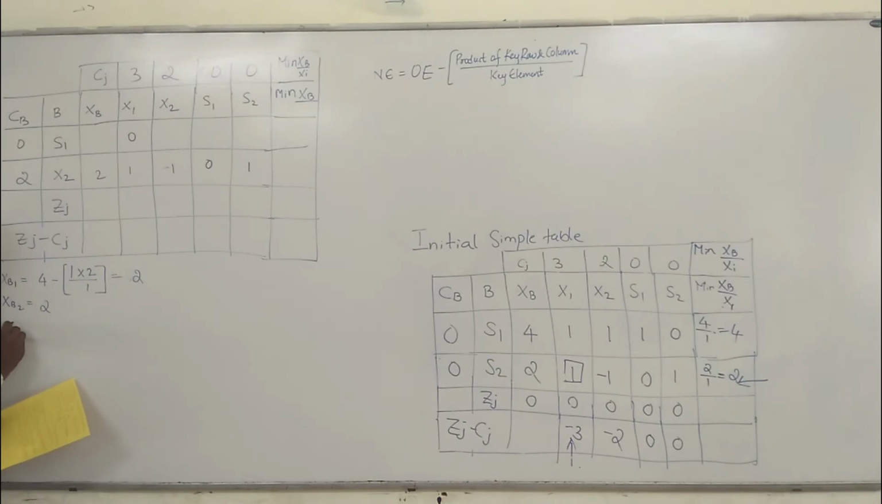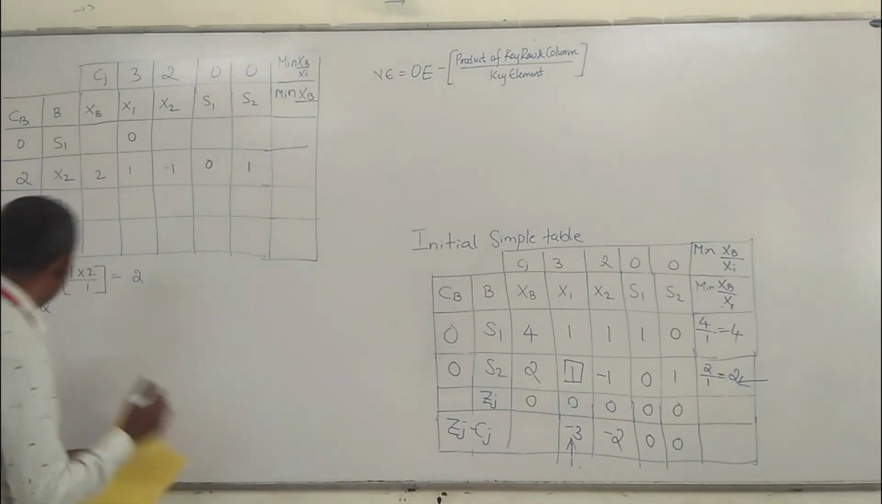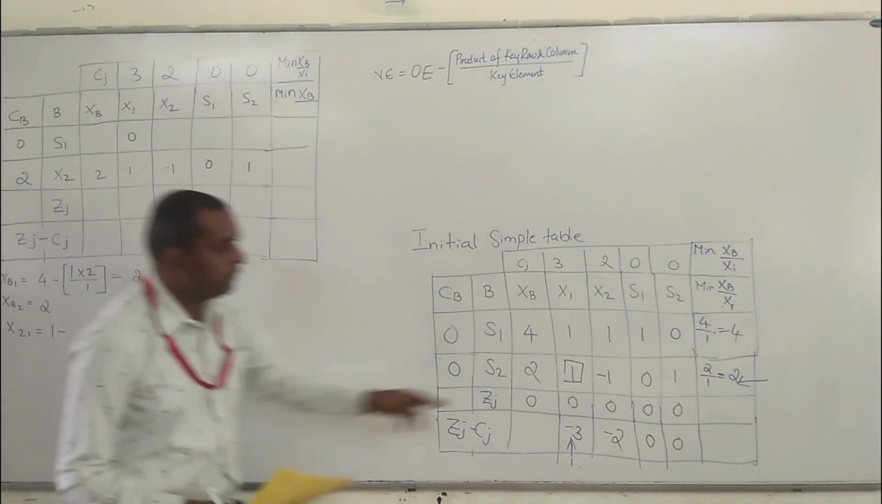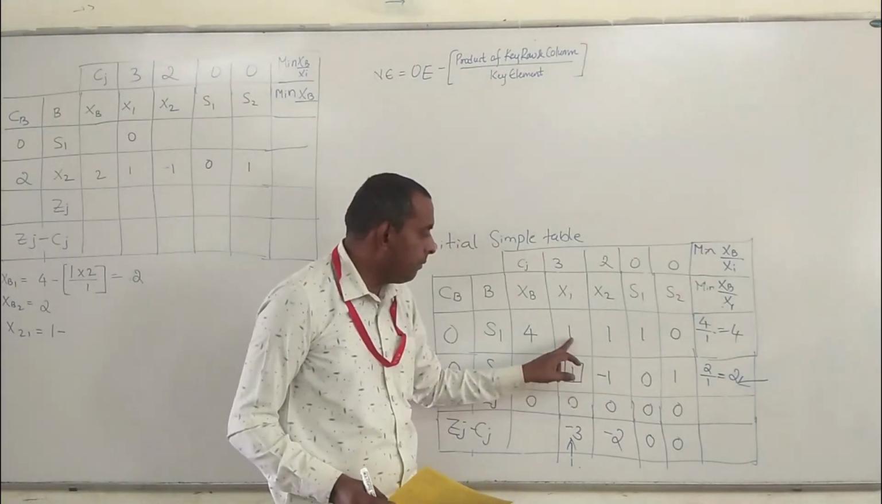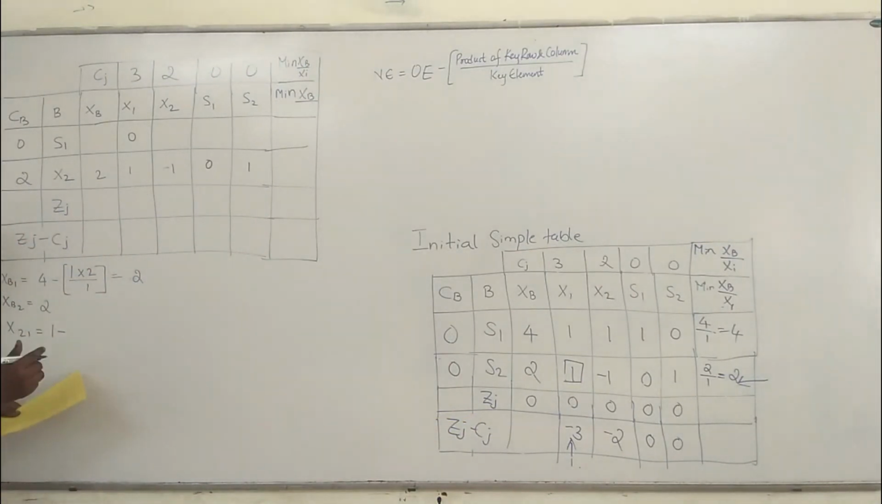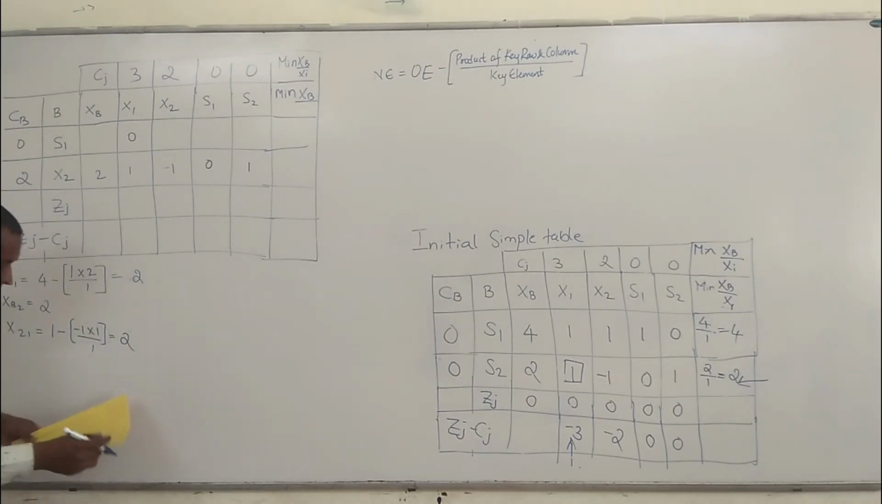Fine. Whereas x21. What is x21 here? How much is it? 1. 1 minus this into this divided by this. Fine. So let me write 1 minus 1 into 1 divided by 1. The answer is how much? 1 into 1 is 1, minus 1 plus 1 is 2. Fine. So next.